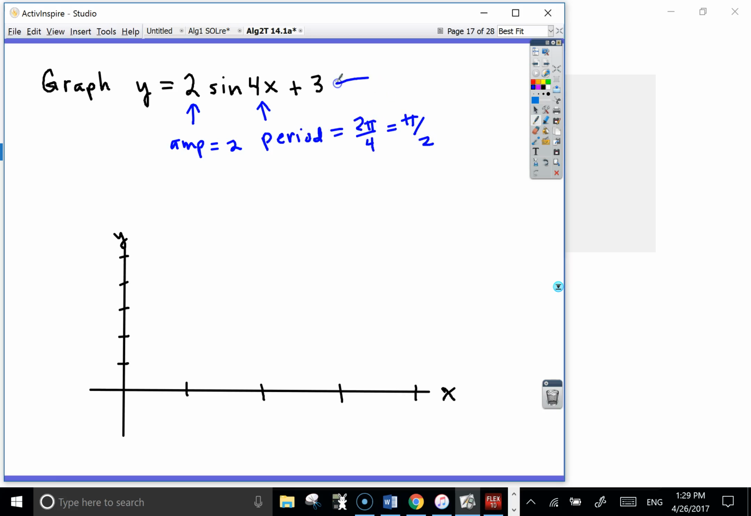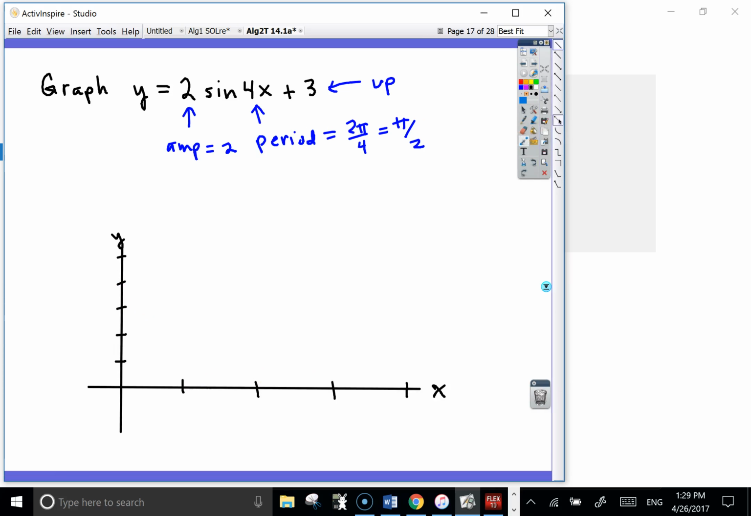And what is the effect of adding 3 after the function? Up 3, vertical shift. So now the center line used to be right on the x-axis. Now the center line is not there. In fact, I'm going to draw that line in. I'll make it a dashed line if I can see it. That's the new center line.